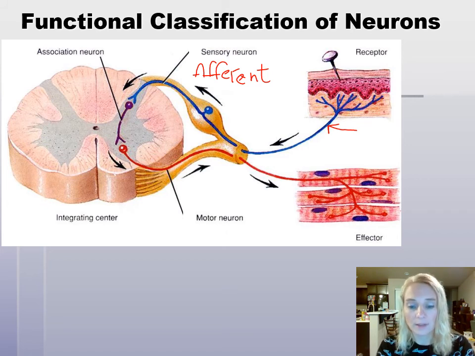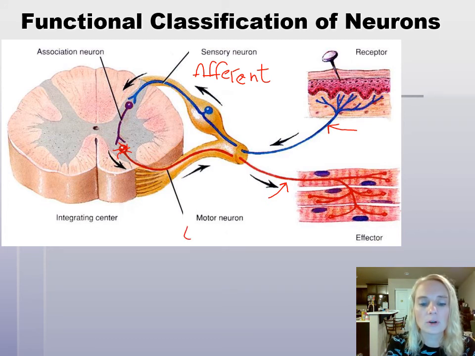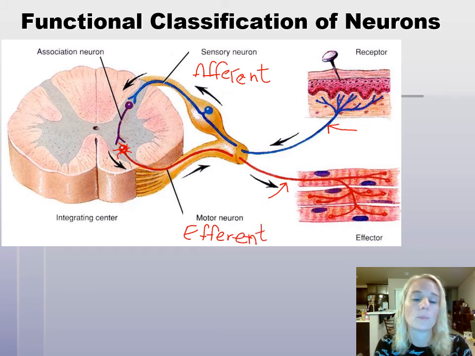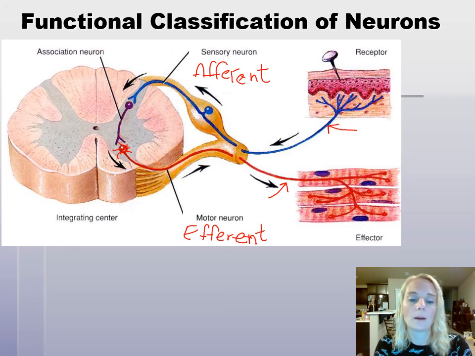The red one, on the other hand, since it's doing motor commands, is multipolar. I know it's not really showing its dendrites up here, but I can draw those in. So these are also called efferent neurons. Motor neurons, efferent neurons, totally fine. Sensory or afferent neurons, totally fine. Sensory is carrying information towards the CNS. Motor is carrying information away from the CNS.